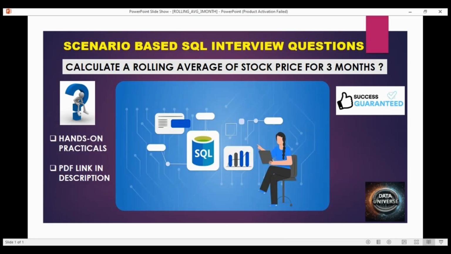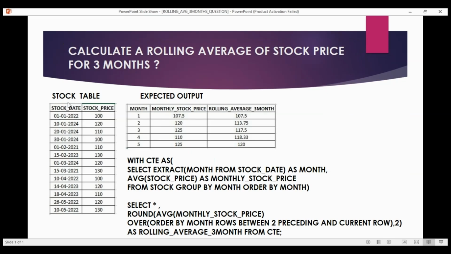Calculate a rolling average of stock price for 3 months. The 3-month average of stock price is a widely used metric in financial analysis and investment decision making. The 3-month rolling average provides a smooth view of stock price movement, filters out short-term noise and helps in identifying underlying trends.